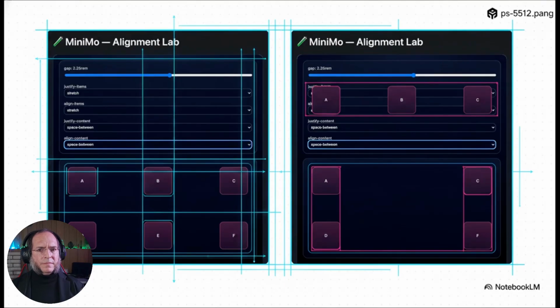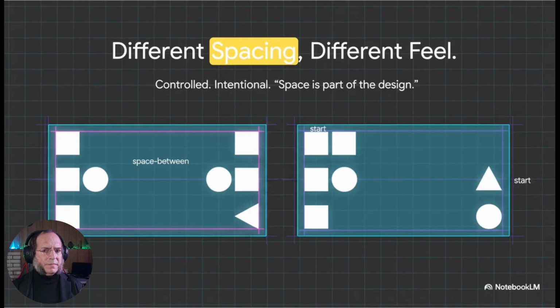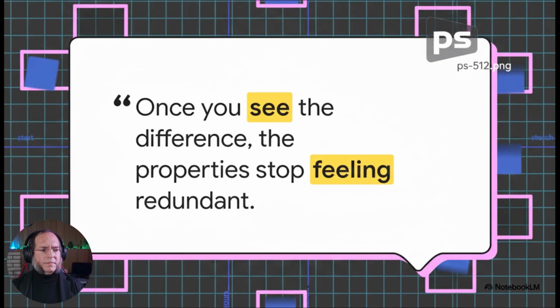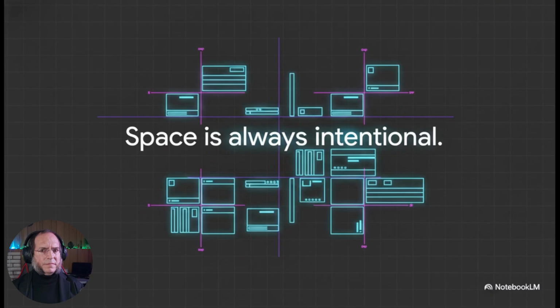So look here. Same grid structure on both sides, right? But with different alignment, they have a completely different personality. Powerful stuff. And when you really see that difference, you get why all these properties exist. Because in Grid, space is never an accident. It's intentional. Class dismissed.